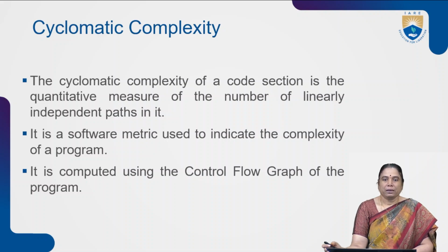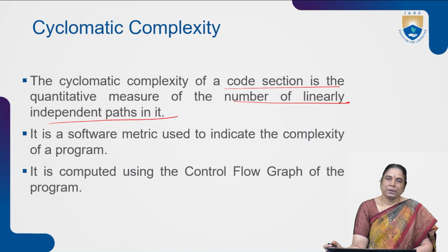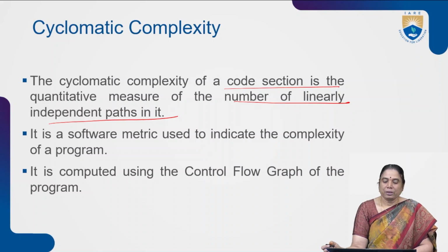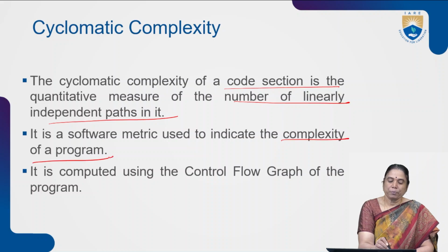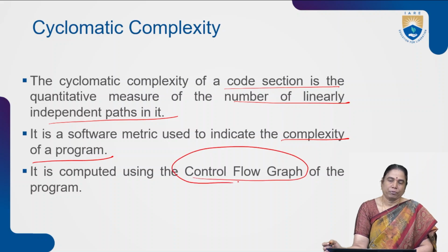Next is cyclomatic complexity. It is a quantitative measure of the number of linearly independent paths in a code section. Majorly, it is used in path testing of white box testing. It is a software metric used to indicate the complexity of a program. It is computed based on a diagram called the control flow graph. Based on that, the independent paths of the program must be identified.